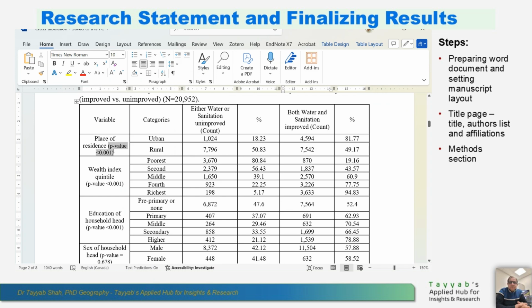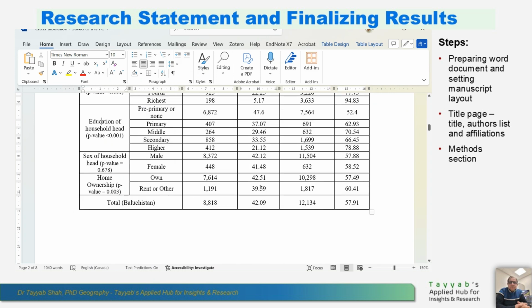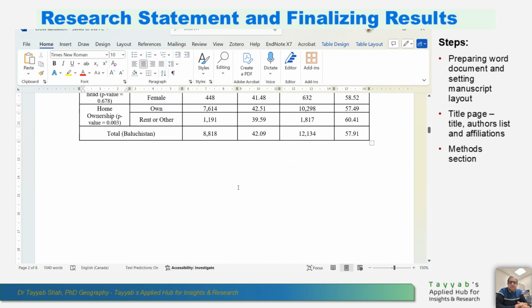We want to show the cross tab between these two categories, improved and unimproved WASH facilities, versus the place of residence, which is urban and rural. So the association is significant. It means this variable is an important factor to be considered for the next stage, the regression. The same thing is wealth index quintile, you see, is also associated. Education of the head of the household is also, and then we see the gender of the head of the household is basically not, so we have the option not to carry on with that, and household ownership. So this is the way we finalize the table.